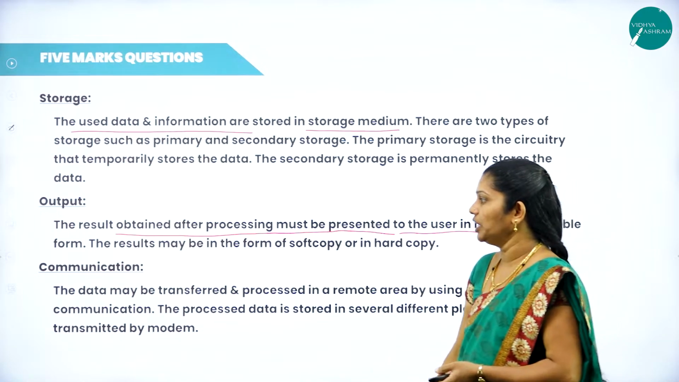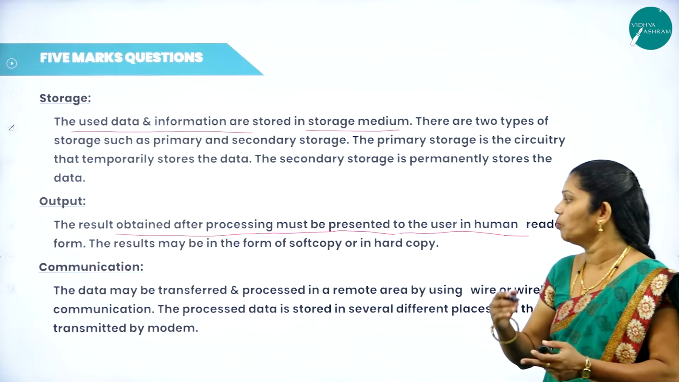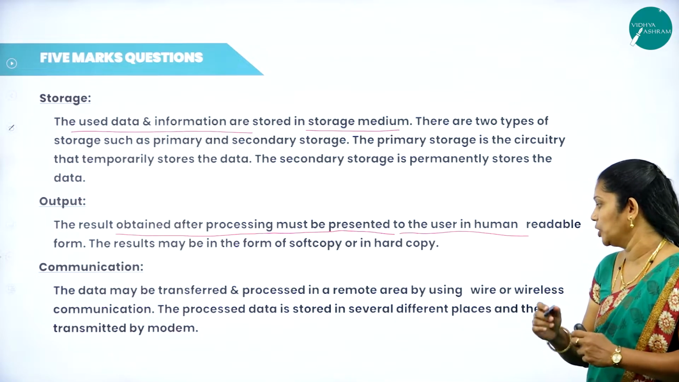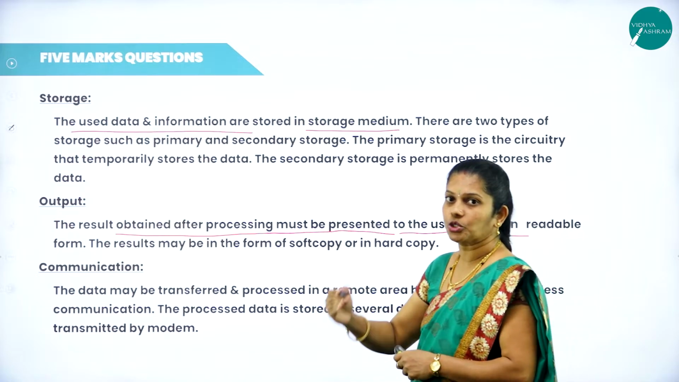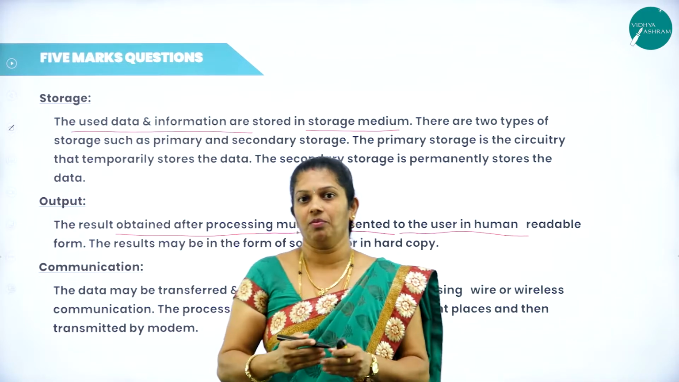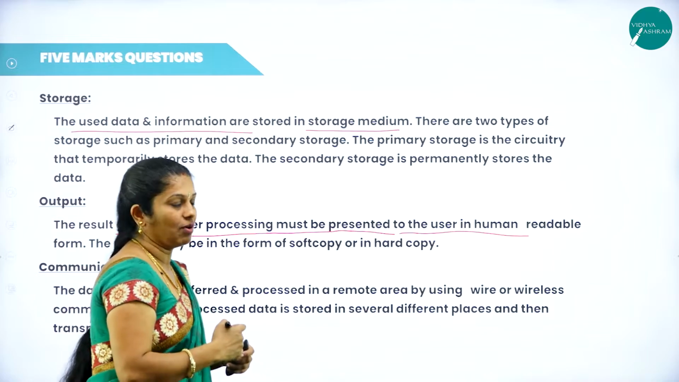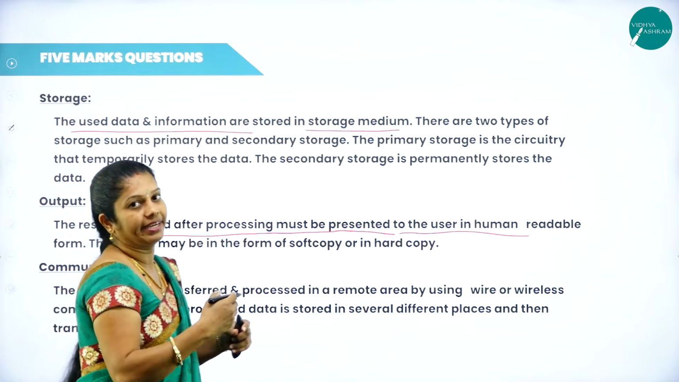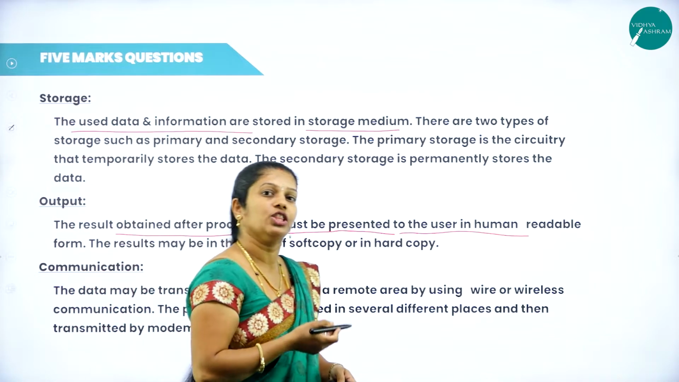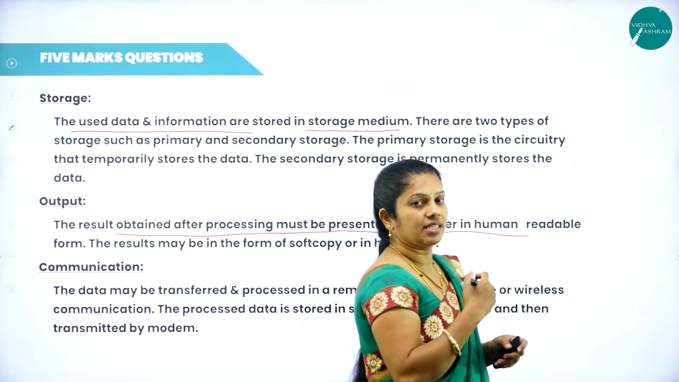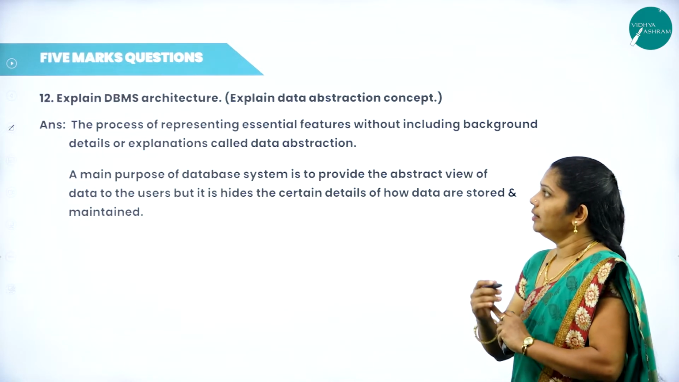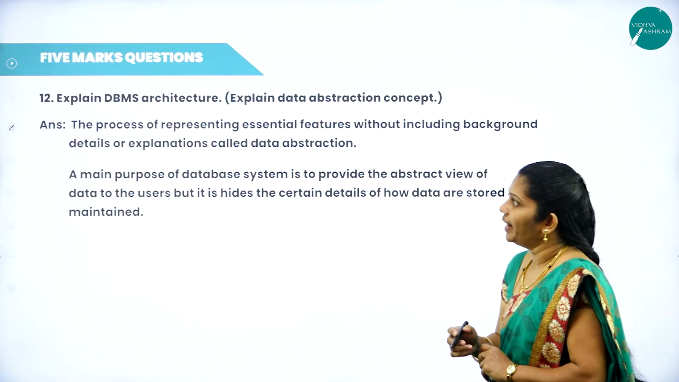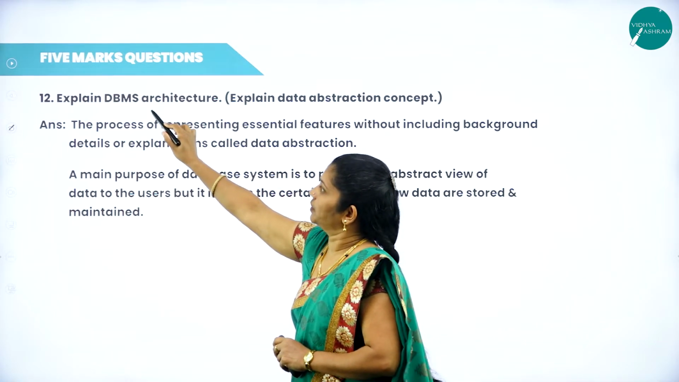When we come to communication, the data may be transferred or processed in a remote area by using wire or wireless communication. From one place to another place, whatever data or information we have, the processed information can be communicated with a wiring connection or without a wiring connection. And these are the few stages of the data processing cycle. Next, we will move on and explain DBMS architecture.